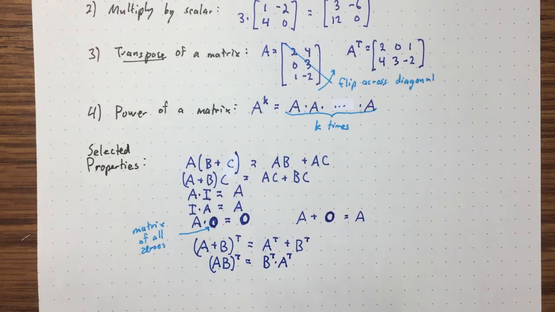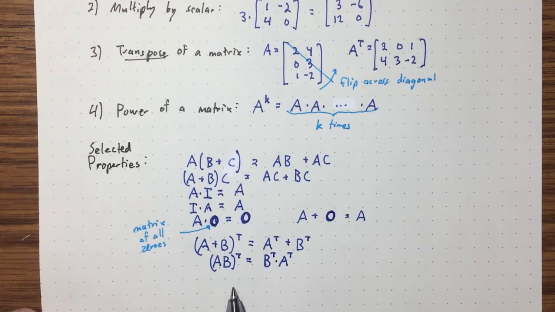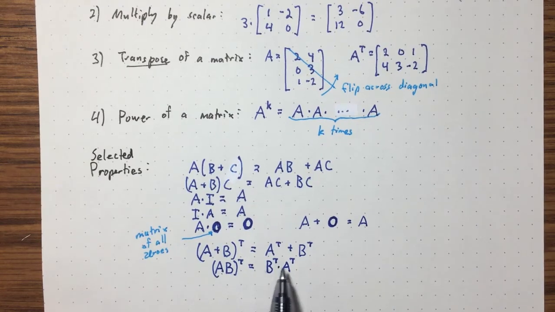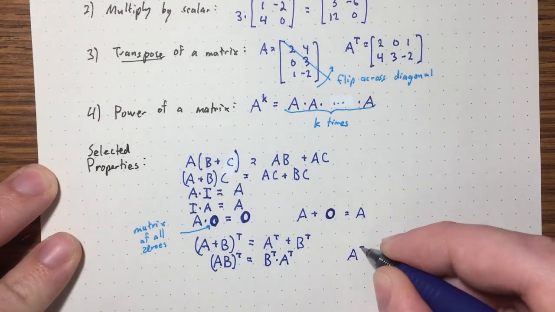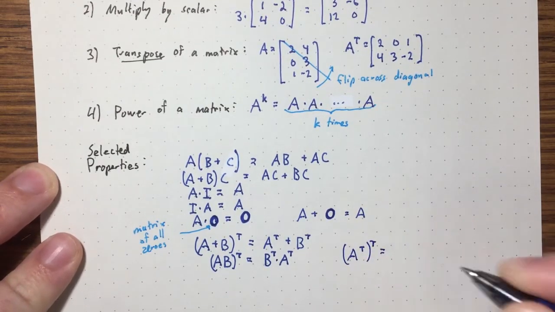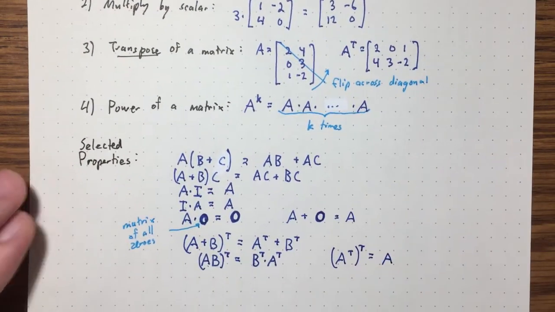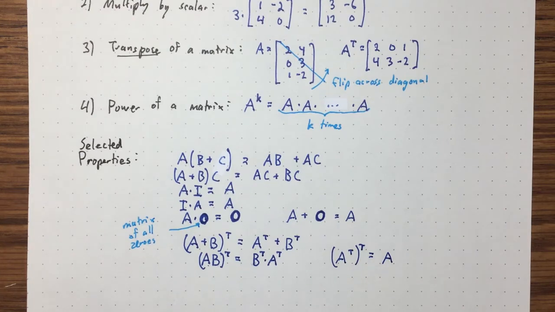But essentially, the reason that is just because, when you do the product, you're doing rows of the first one times columns of the second one. The transpose sort of turns the rows into columns and columns into rows. So in order to get the same product, you have to then flip the order of the two matrices. What is A transpose transpose? Flip it across the diagonal, flip it back. So it's just A again. Okay, that's enough properties for now. Again, there are many more we can write down.